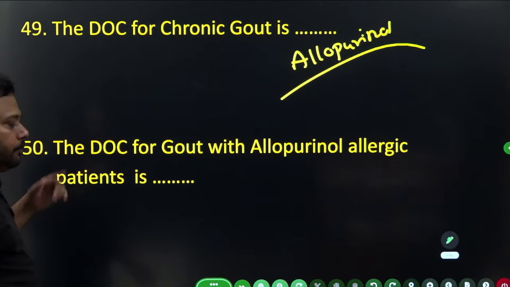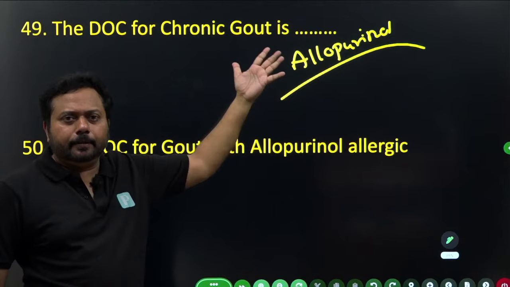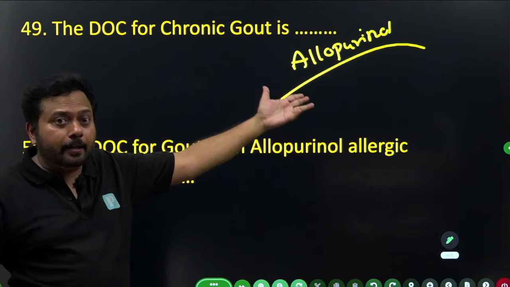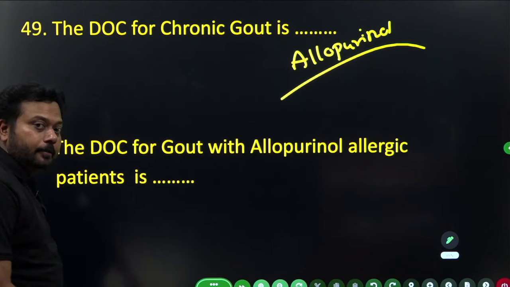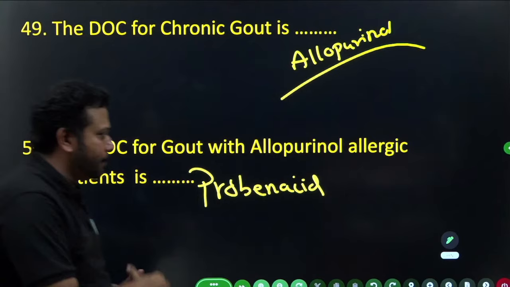The next question you may expect is, drug of choice for gout with allopurinol allergy. This is happening in many patients. Many of our citizens can't withstand allopurinol; they are allergic. So if it is allopurinol-allergic chronic gout, what is the drug of choice? Probenecid is the drug of choice. In gout, you can expect all these questions.